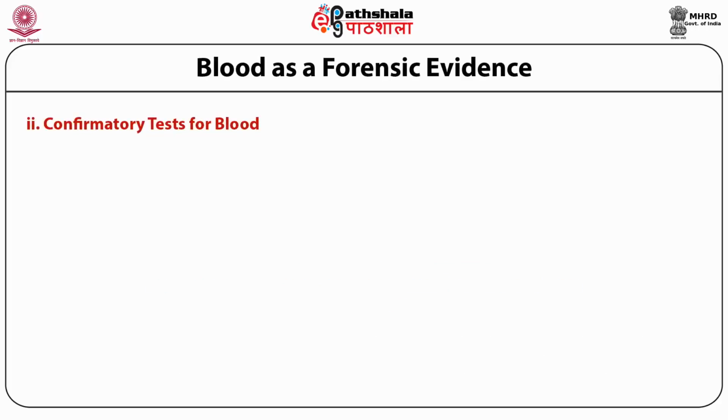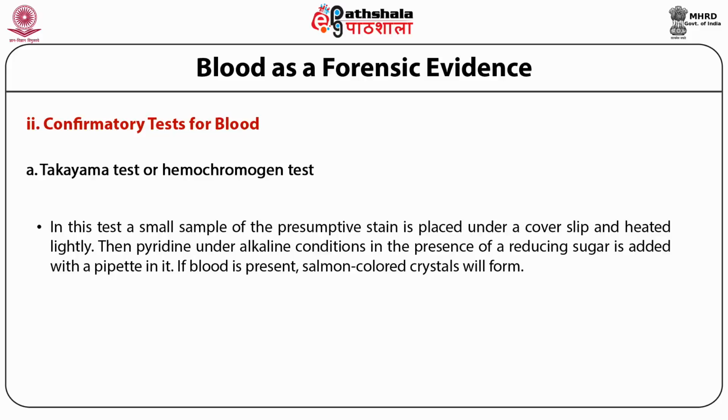Confirmatory test for blood: the Takayama test or hemochromogen test. The commonly used confirmatory test for blood is the Takayama test, or hemochromogen test. In this test, a small sample of the presumptive stain is placed under a cover slip and heated lightly. Then pyridine under alkaline conditions in the presence of a reducing sugar is added with a pipette. If blood is present, salmon-colored crystals will form and can be viewed through a microscope.